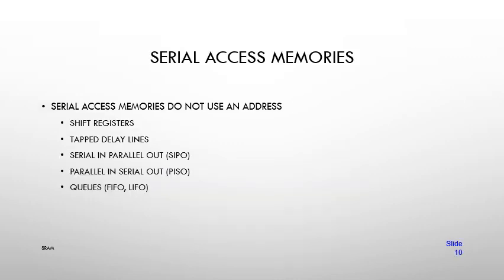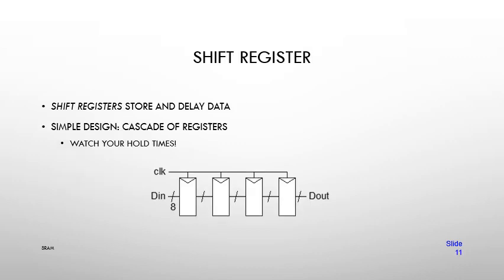Serial access memory. Serial access memory does not use an address. It uses shift registers, tapped delay lines, serial in serial out, parallel in serial out, and queues. Like that, we have these serial access memories. Then shift registers. Shift registers are for only storing and delaying data. A simple design is enabled for cascaded registers. This is shown here. Watch your hold times.